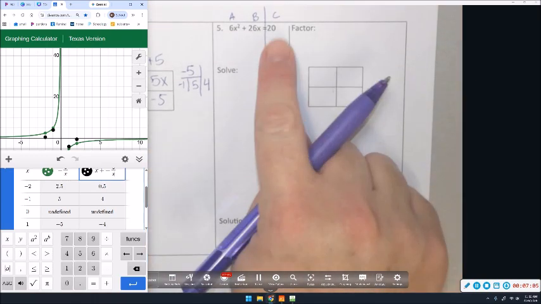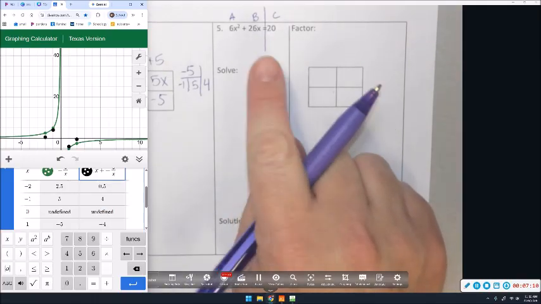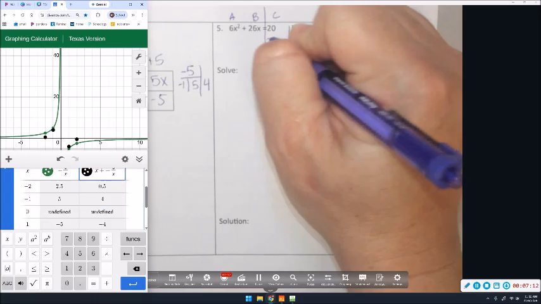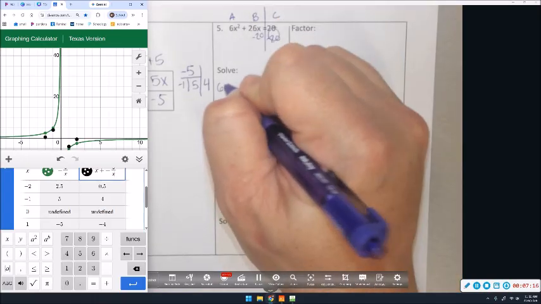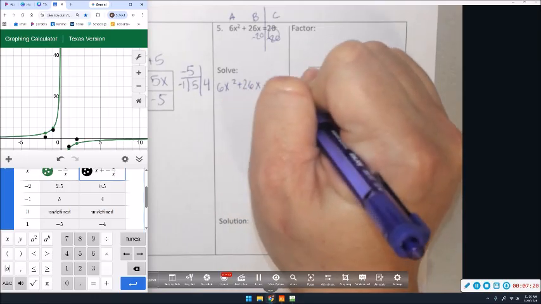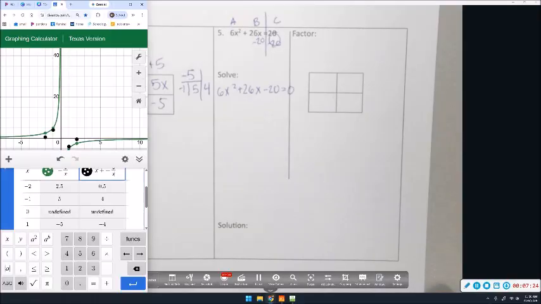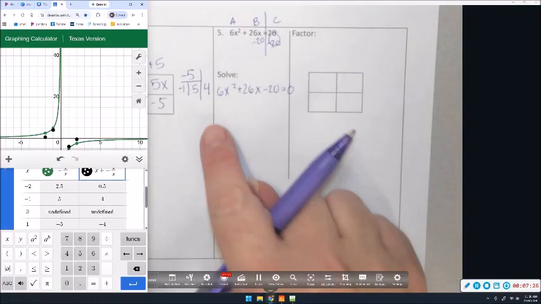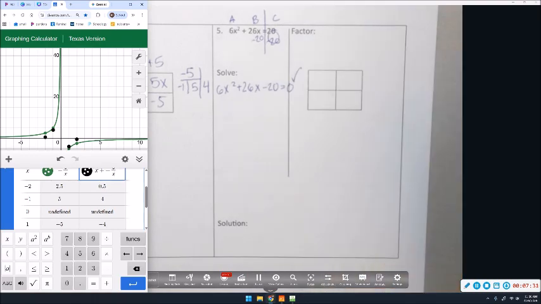So when I move this 20, where do I want it to go? After B, right? So we want it at the end. So minus 20, and I'm going to rewrite. I have 6x squared plus 26x minus 20 equals 0. All I did was move the 20 over. And now it equals 0, which is what we want.